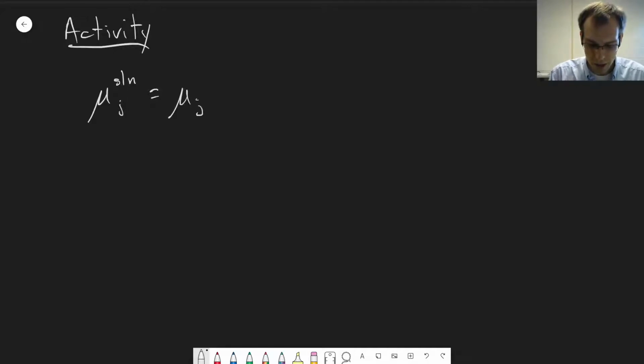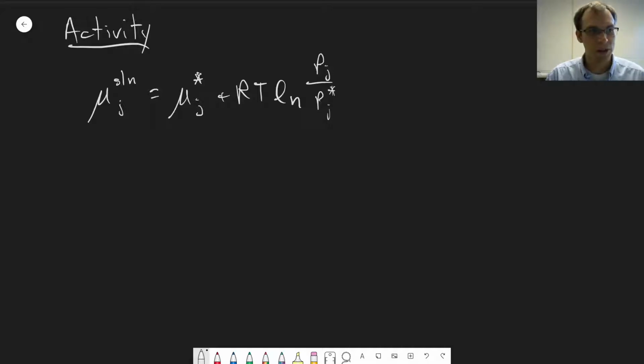We showed that that is equal to the chemical potential of the pure substance plus RT log Pj over Pj star, right? So it's related to the partial pressure divided by the vapor pressure of the pure gas. So thinking about this solution, the nice thing is we still have a similar sort of expression, right? We have some constant value multiplied by RT log of something, in this case Pj over Pj star.